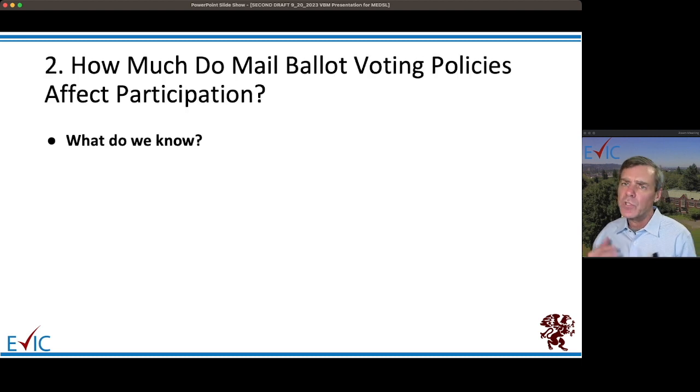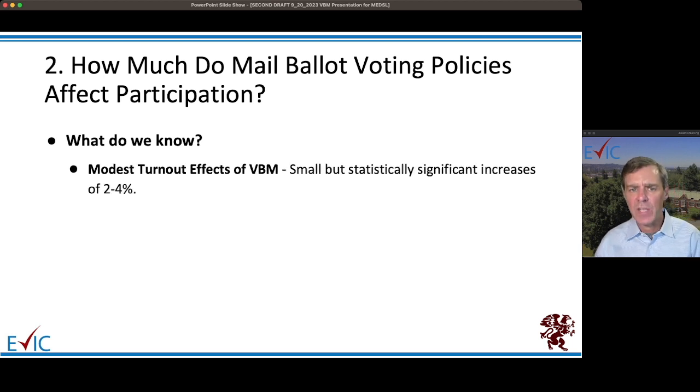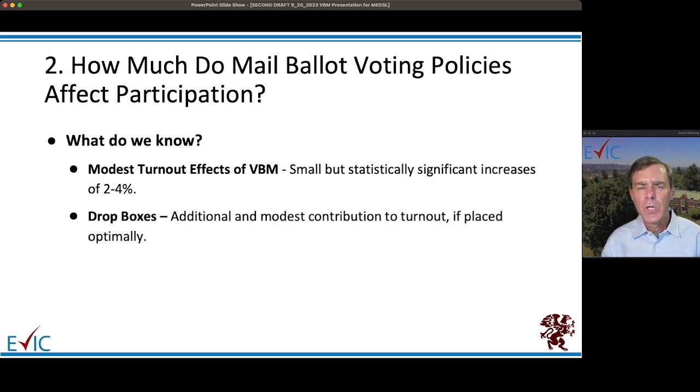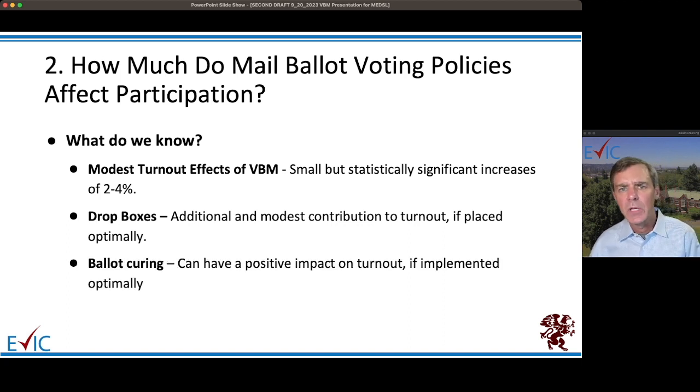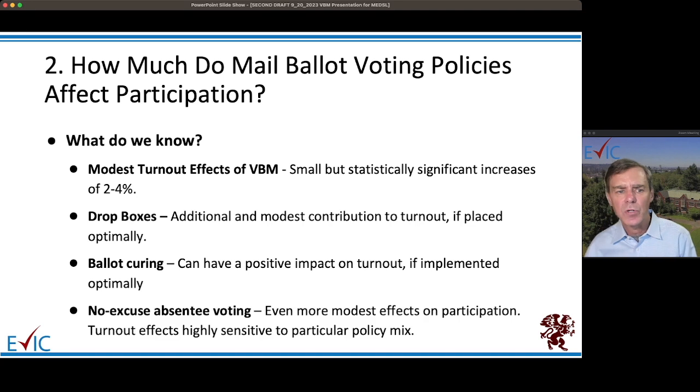Question 2, how much do mail ballot voting policies affect participation? What do we know? We know there's a modest effect of vote by mail that's small and statistically significant. We know that drop boxes contribute to improvements in turnout if they're optimally placed. We know that ballot curing, by providing an opportunity for voters to cure problems with their ballot, again, if implemented well, can improve turnout. No excuse absentee balloting has a more modest effect on turnout, but it's still there, it's still positive. That is very sensitive to the particular mix of options that are available in a state.